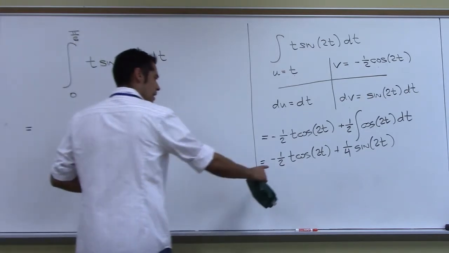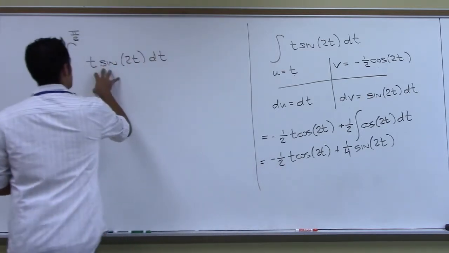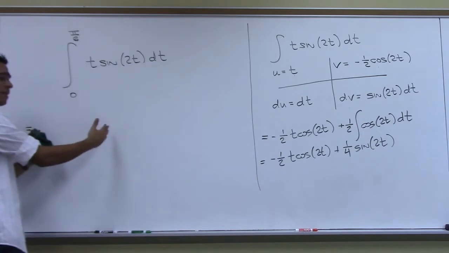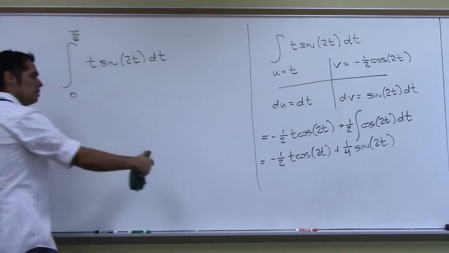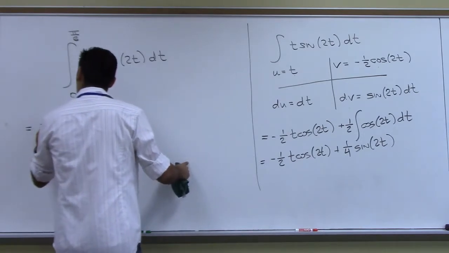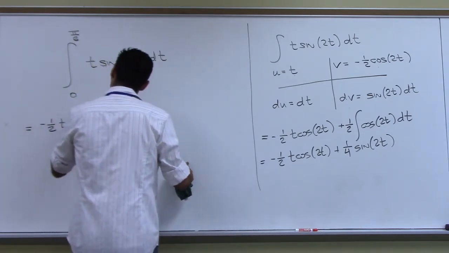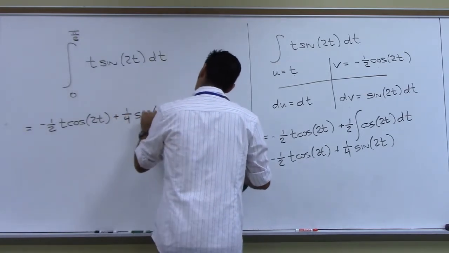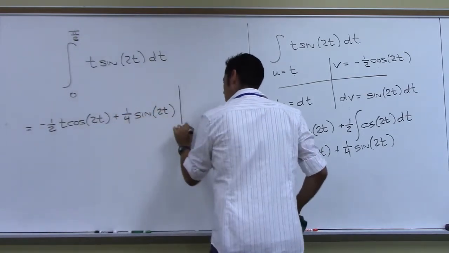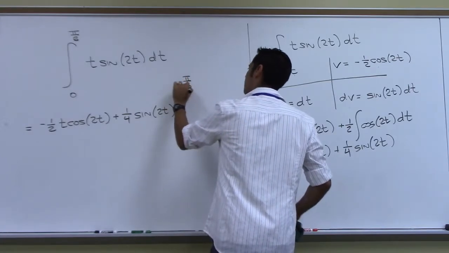All right, so what does this mean? It means we're going to write down the antiderivative and then put that little bar there with the two numbers. So I've got negative 1/2 t cosine 2t plus 1/4 sine 2t, from 0 to pi over 6.